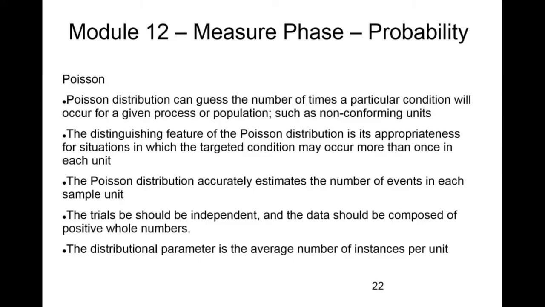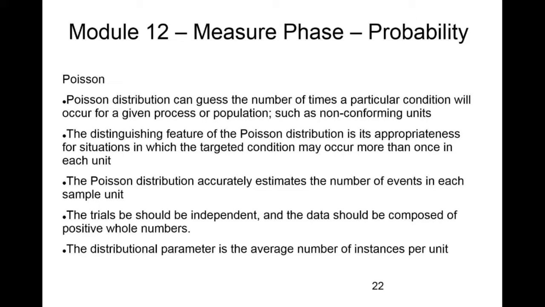A Poisson distribution estimates the number of times a particular condition will occur for a given process or population, such as non-conforming or defective units. The distinguishing feature is its appropriateness for the situation in which targeted conditions may occur more than once for each unit. In other words, if you could have multiple defects, say I'm producing shirts, and I'm looking at loose threads or loose seams or stains, I can count those. And I would be using this tool for that. It's basically used to accurately estimate the number of events for each sample unit.